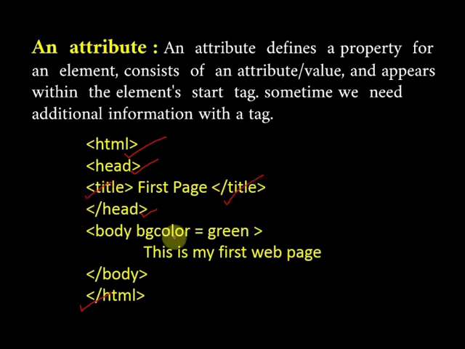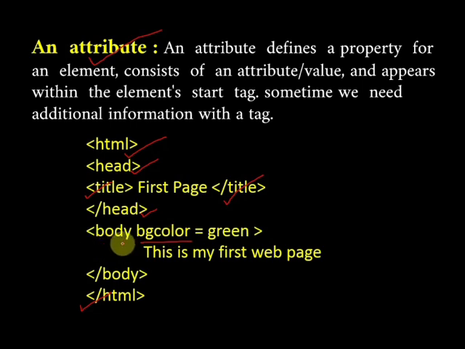And in the body section, here we have body background color. BG color is an attribute. It is used to give additional information within a tag. These are called tags, which are enclosed in angular brackets. These attributes are not closed with angular brackets. They are open, that's why they are called attributes. They are used to give additional information.